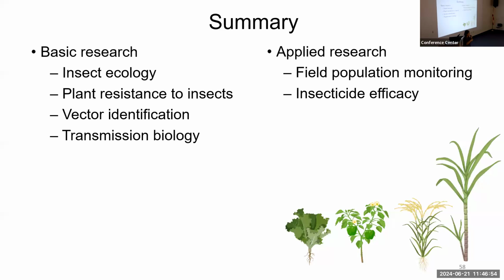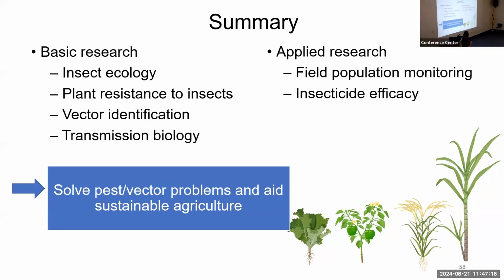So what we are doing is some basic research. We are studying insect ecology and plant resistance to insects, vector identification, and transmission biology. Also, we are doing applied research: field population monitoring and insecticide efficacy. So we are combining all of this to help growers solve insect and vector problems and contribute to sustainable agriculture.